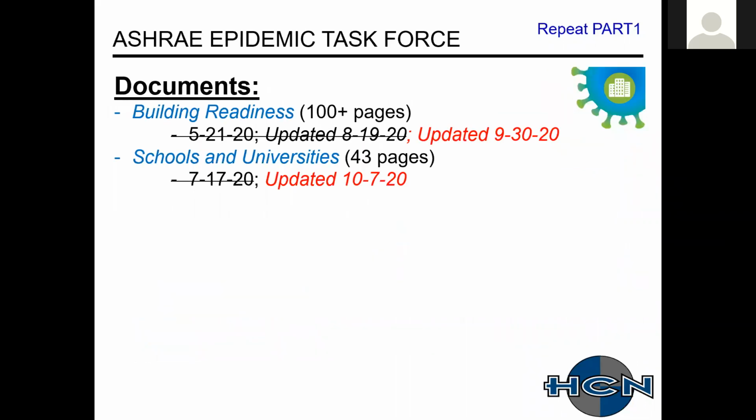All right. Repeating from part one, those two documents: there's the building readiness that's over 100 pages. There's the schools and universities that's been changed to 43 pages. This I've crossed out, it's been updated a few times. For this presentation, I've based my information on the updates that are highlighted in red there.